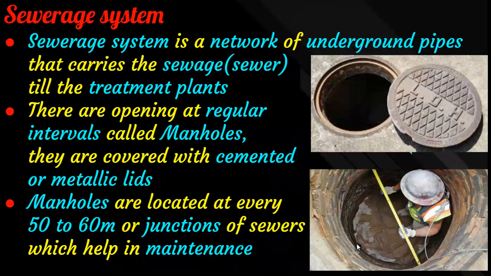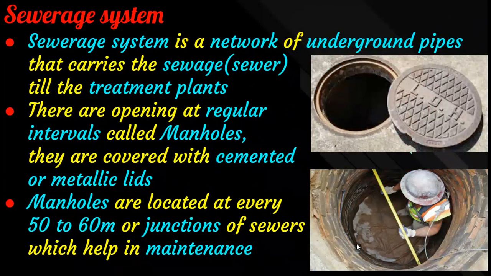Sewerage system. In the previous slide, we learned that the outlets of the drainage pipes are connected to underground drains called sewers. And now let us learn what a sewerage system is. The pipes from the buildings and the sewers form the network called the sewerage system. The sewerage system is a network of underground pipes that carries the sewage from the point where it is produced to the point where it is treated, the treatment plant.